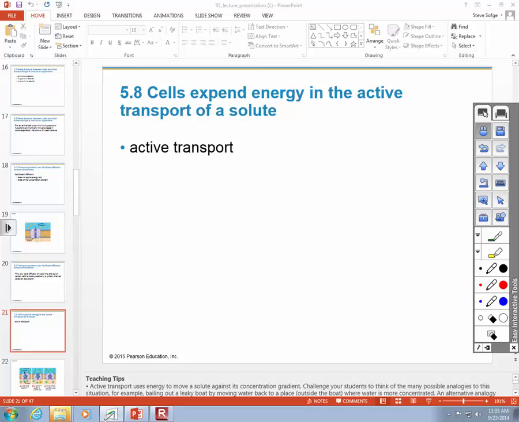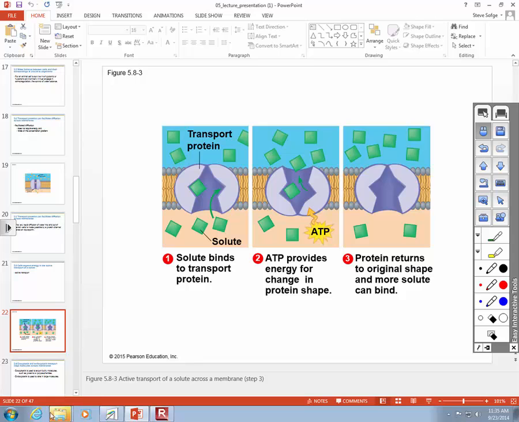Okay, now, this isn't as complicated as it looks. Most of these things, when they pop up, you're like, oh my goodness.